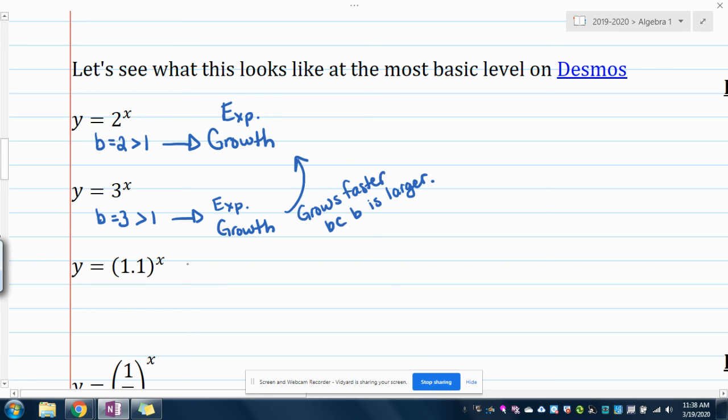Okay, what about this one? So b is equal to 1.1. Is that greater than 1? Yes. So it is still exponential growth. But it grows slowly. Okay, that's really, really crucial here because your whole entire assignment is about this right here.